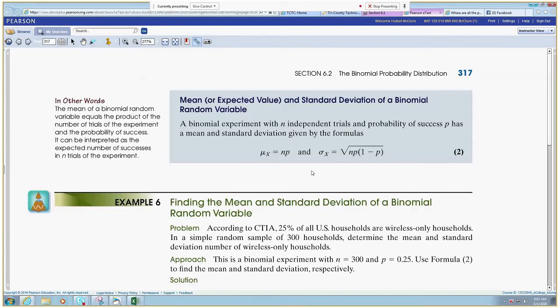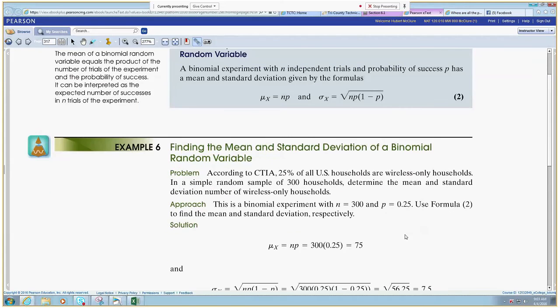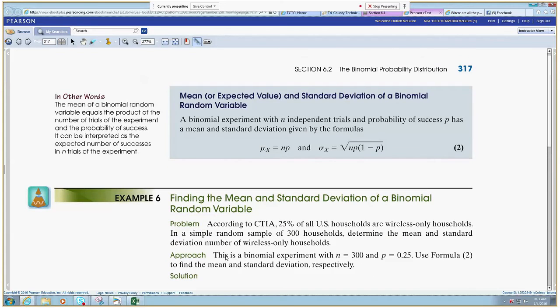So let's do one right here. We're just going to do this one. It says, problem, according to blah, blah, blah, 25% of all households are wireless only households. In a simple random sample of 300 households, determine the mean and the standard deviation, blah, blah, blah. They only give you two things to work with, and that is the n, and n is always going to be your what number? Your largest number.